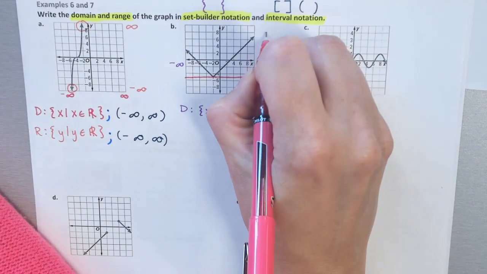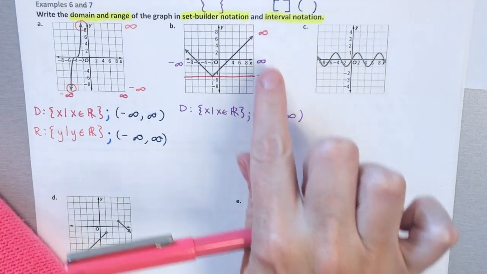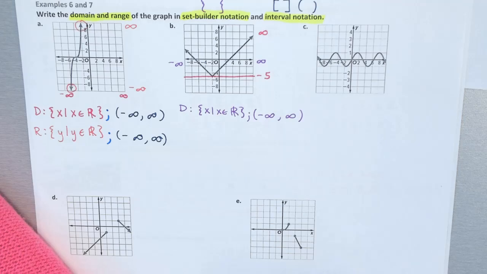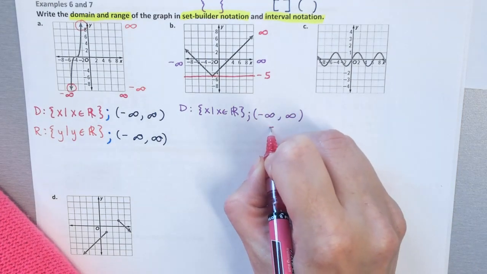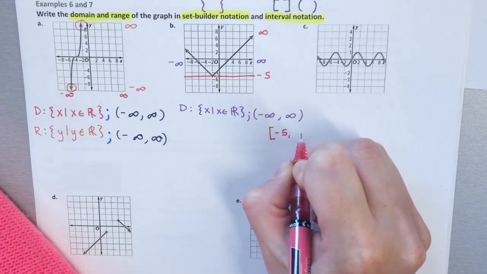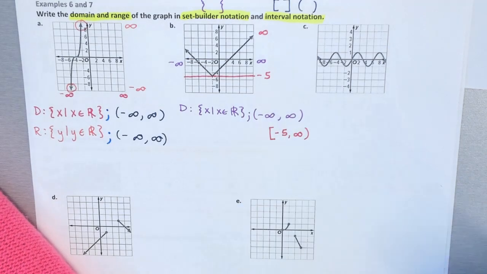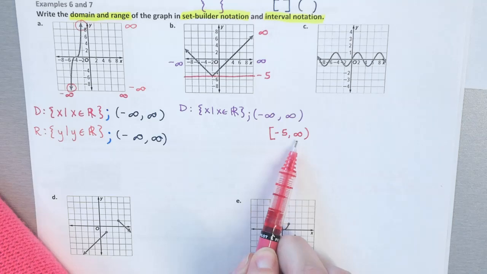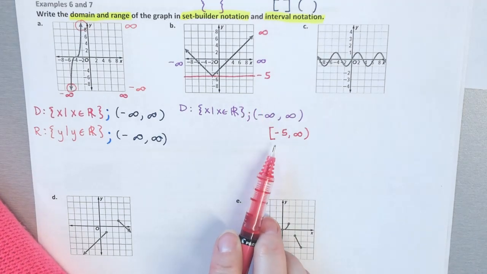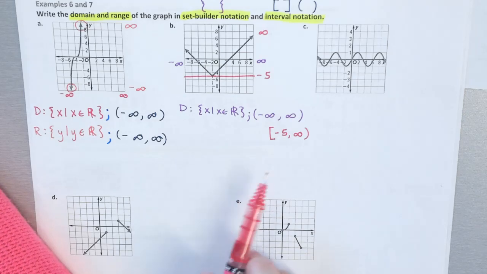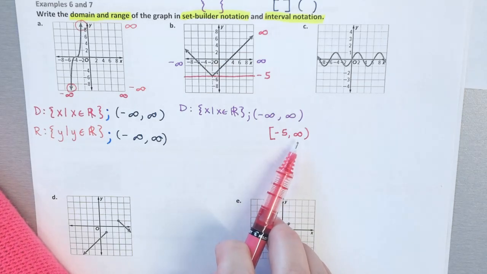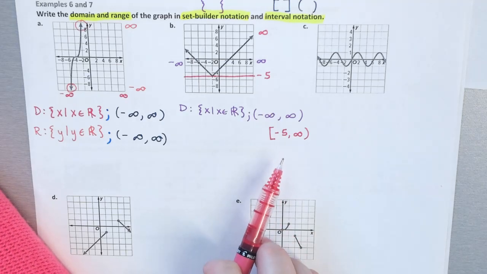Infinity. Okay, so this is going to be your interval notation. You're just going to go from -5 to infinity. So you can even write that down first. Always write the lowest value first. So what's lower, -5 or infinity? -5, so that goes first in the interval. Infinity should always go second. Negative infinity should always go first.